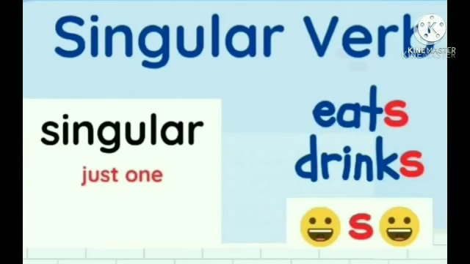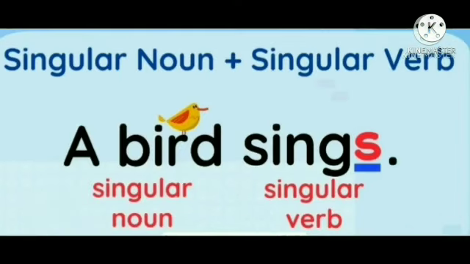So, singular verb always has an S or ES at the end. Example, eats, brings, etc. Okay? To make it clear, let's look at the following examples. A bird sings. Here, a bird is a singular noun. So, we need a singular verb, right? Remember, a singular verb wants a friend, S, at the end. So, we say a bird sings. Okay?